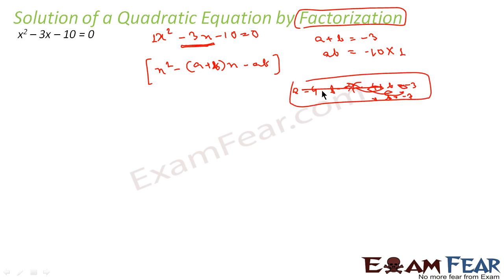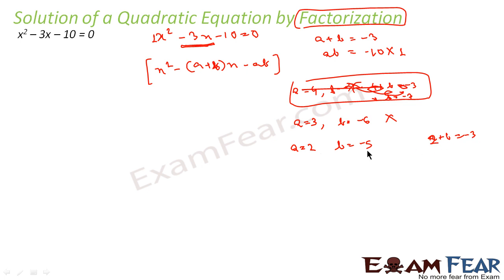Now let's suppose a is equal to 3. Then b is equal to how much? Minus 6. 3 into minus 6 is minus 18. Not possible. Let me take a is equal to 2. A is equal to 2, b is equal to what? Minus 5, because 2 plus b is equal to minus 3, right? So b is equal to minus 5.